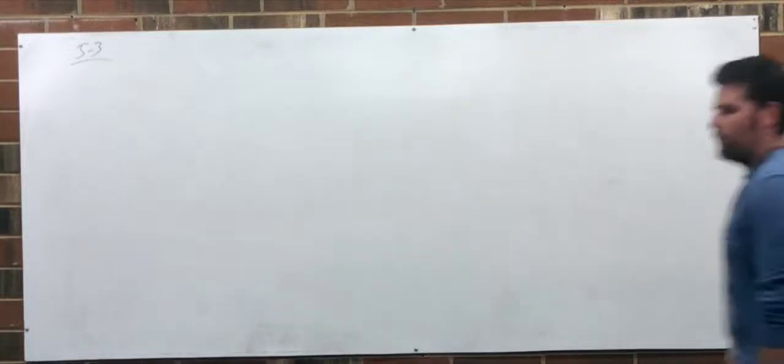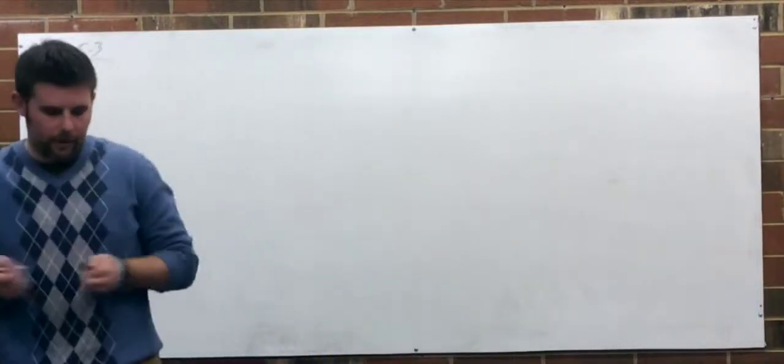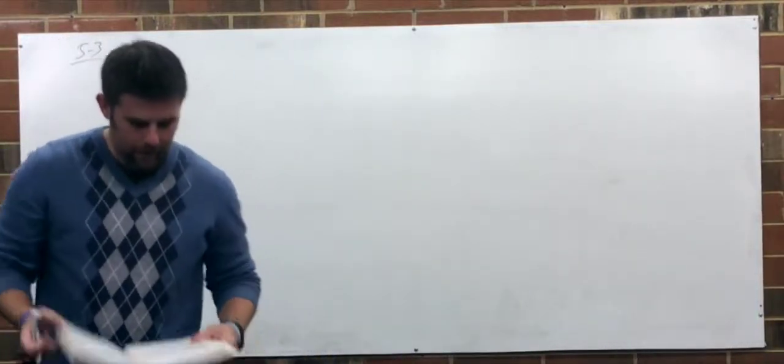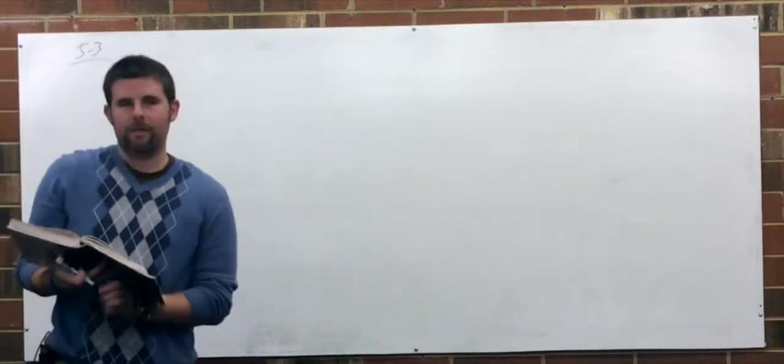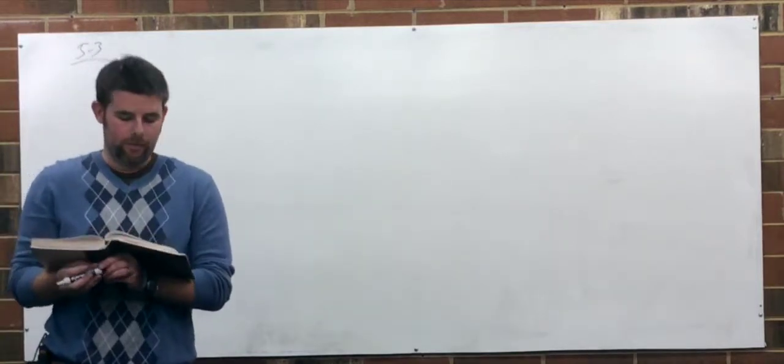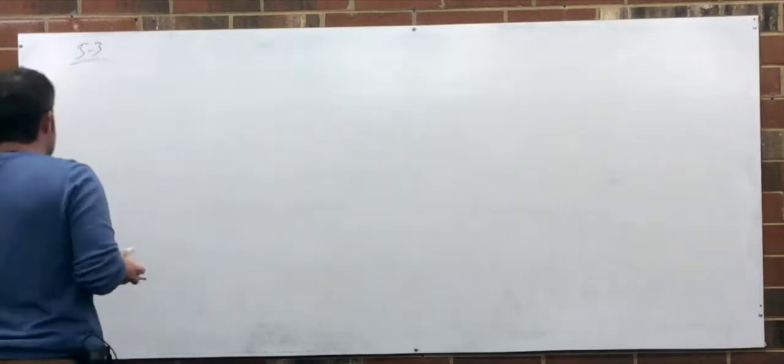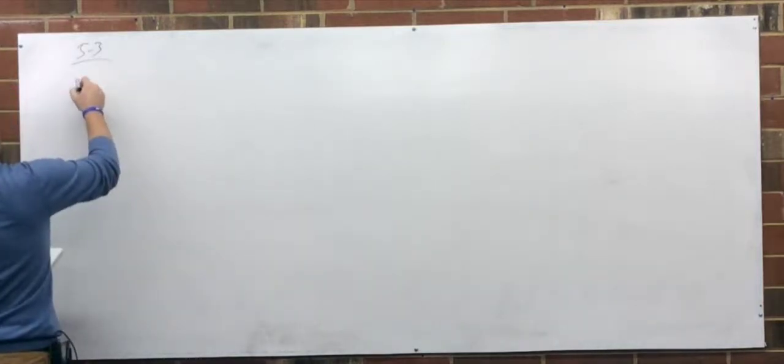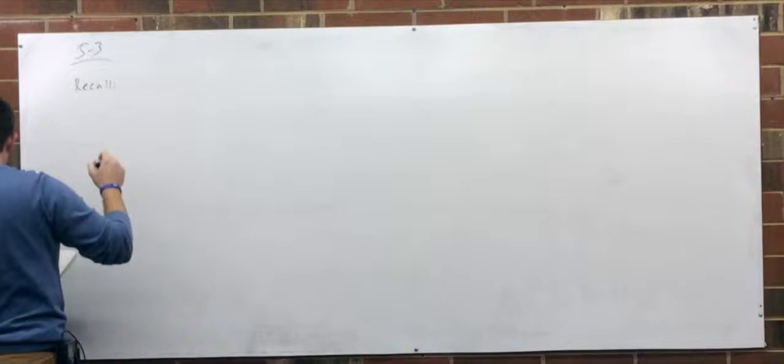All right, we're covering 5.3, monomial factors of polynomials. So basically, what we're doing is dividing polynomials. All right, so let's recall a general rule first.